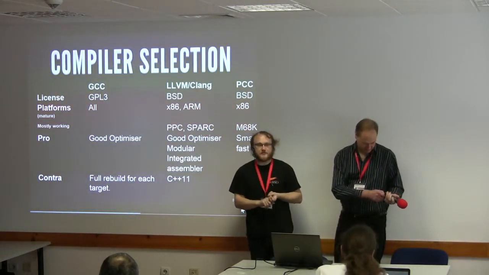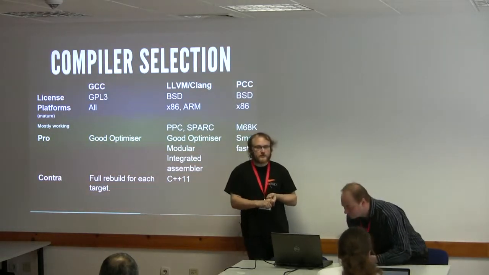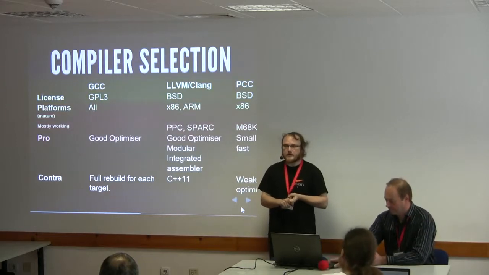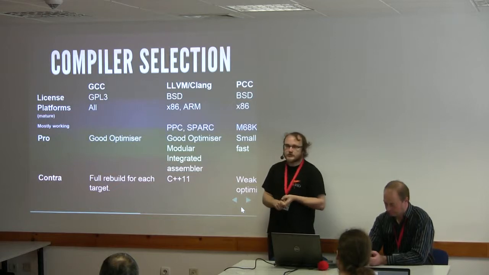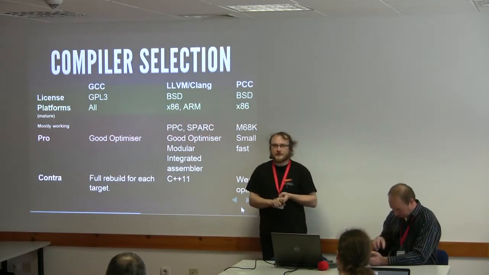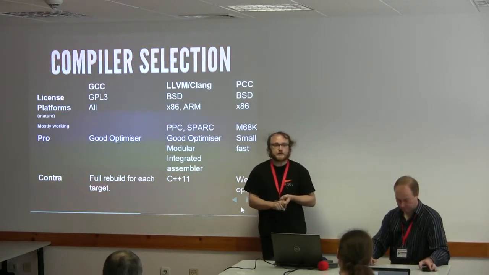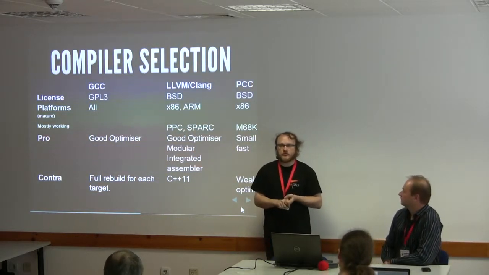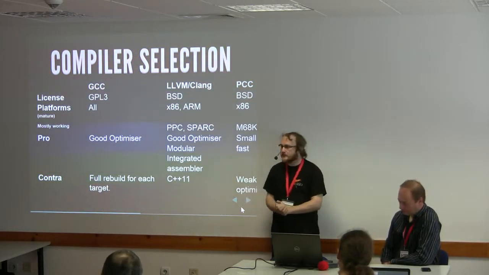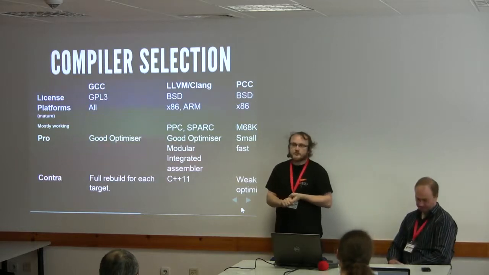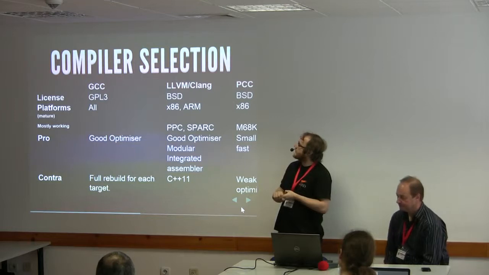As we mentioned, we have 3 different compiler families. We have GCC, which is GPL3. The last GCC with GPL2 was removed because the one person that really required GPL2 for certain contracts can now use Clang, so that's no longer a problem. We have the option of using LLVM and Clang, and of course PCC.